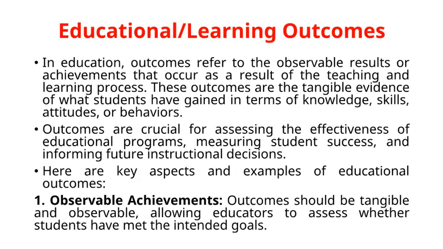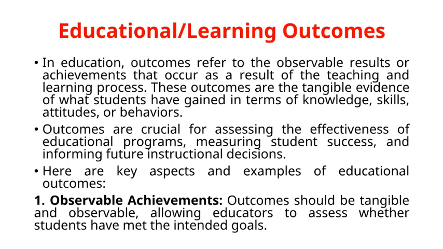Educational learning outcomes. In education, outcomes refer to the observable results or achievements that occur as a result of the teaching and learning process. These outcomes are the tangible evidence of what students have gained in terms of knowledge, skills, attitudes, or behaviors. Outcomes are crucial for assessing the effectiveness of educational programs, measuring student success, and informing future instructional decisions. Here are key aspects and examples of educational outcomes.